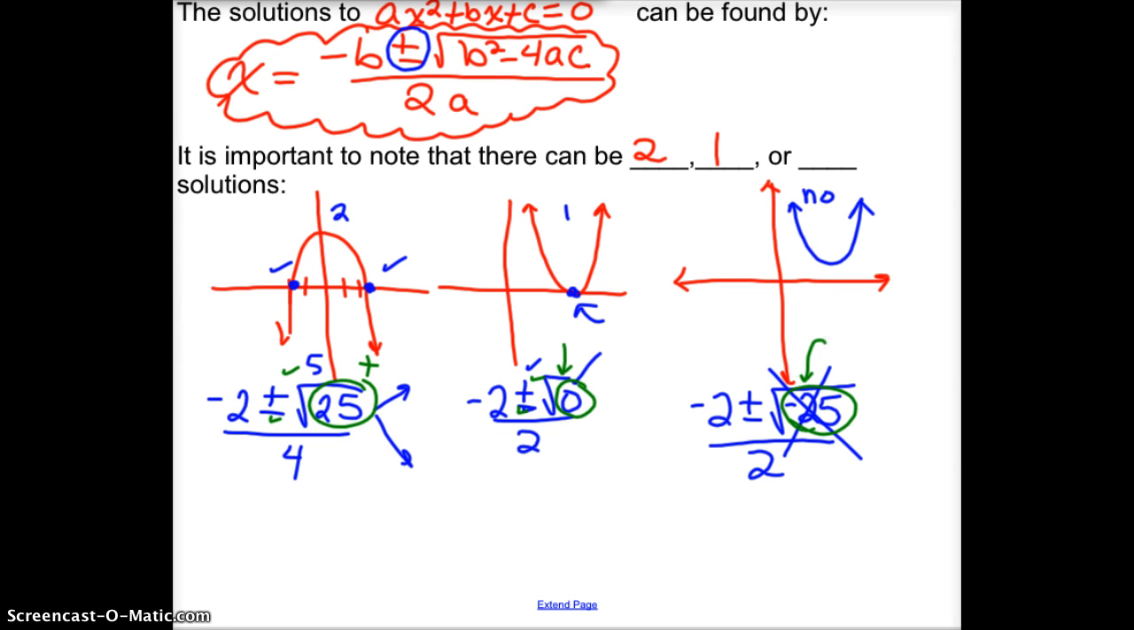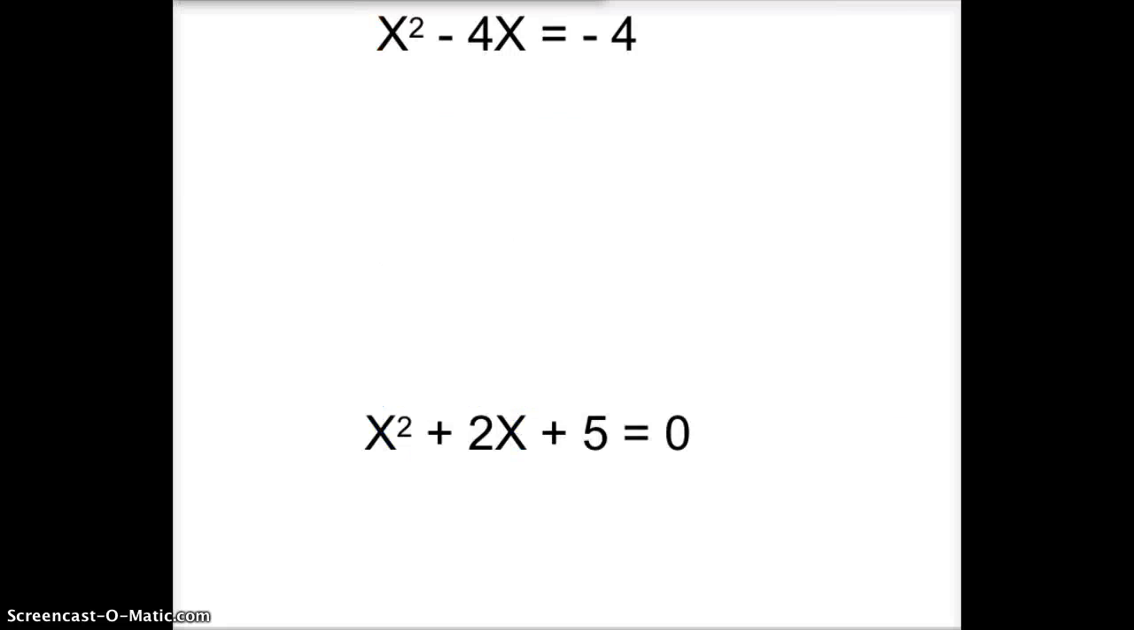Now this situation is kind of your favorite one because you get to quit right there. The minute you realize you're rooting a negative, you get to stop and say no solutions. In the other two scenarios, you have to keep going and tell me what the solutions are. So let's go try this. We've got two of them that we're going to do today.